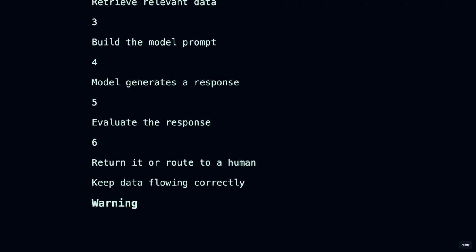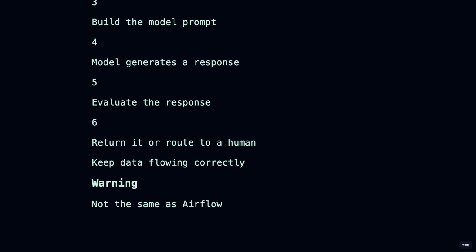There's an important distinction here. An AI pipeline orchestrator is not the same as a general workflow tool. The two may overlap, but they are optimized for different kinds of work. Tools like Airflow or Metaflow are general workflow orchestrators. An AI pipeline orchestrator focuses more specifically on model calls, retrieval, tool use, and the data passed between them.